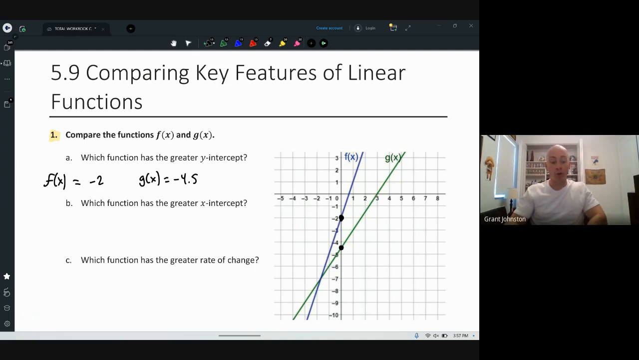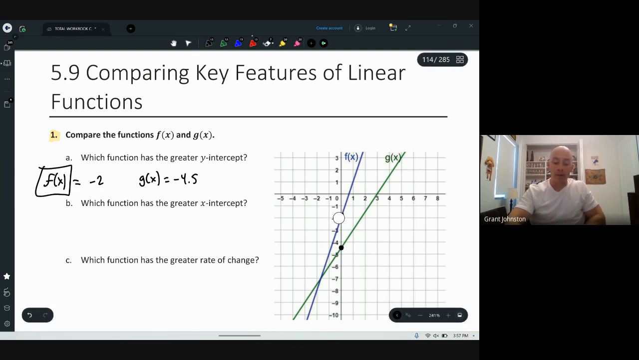So the question is which one has the greater y-intercept? So which number is larger, -2 or -4.5? Well, -2 is greater than -4.5, right? So it's even higher. You can even notice it as it being higher. It's larger. -2 is greater than -4.5. -4.5 is less. So f of x would be the answer here. F of x has a greater y-intercept.